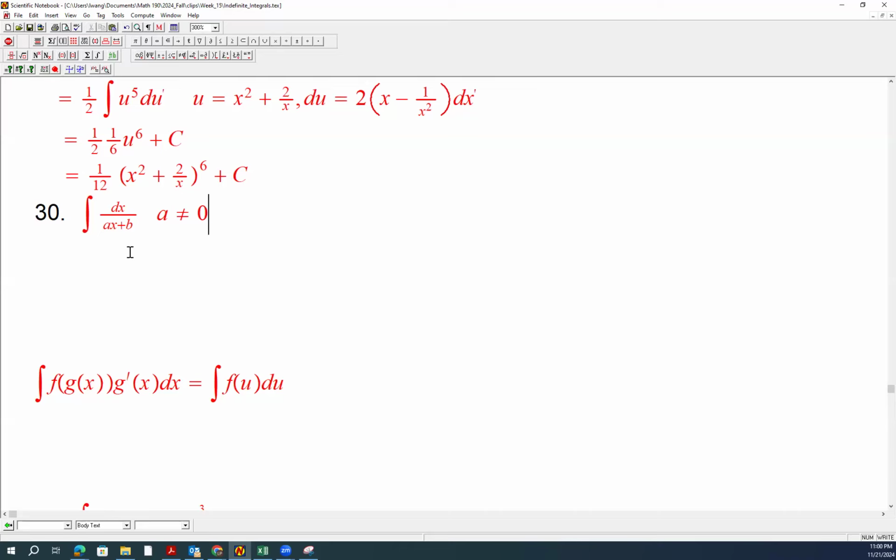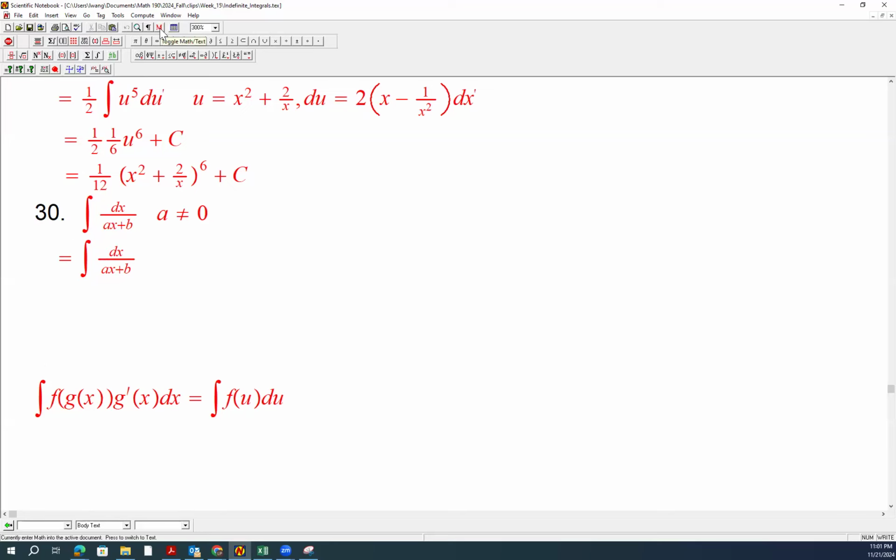And in this question, we assume a cannot be 0. This is basically to guarantee that x will be present. If x is not present, it's a constant situation, so it's trivial. So we're going to assume, okay, so what are we going to do with a and b? You treat a and b as constants.